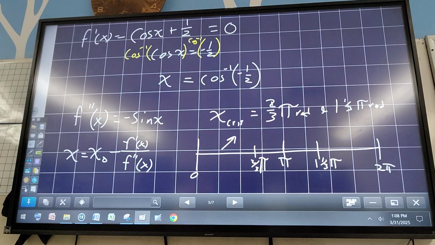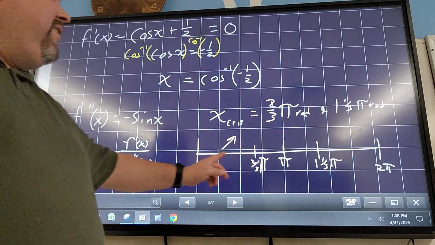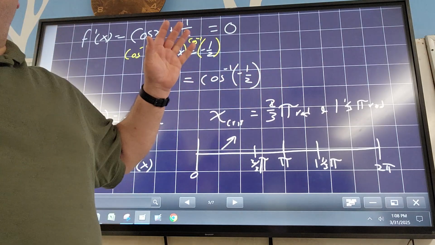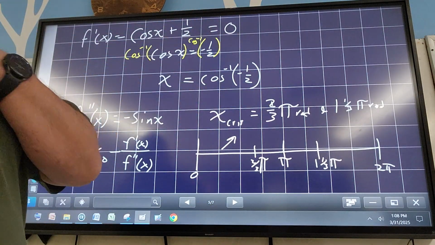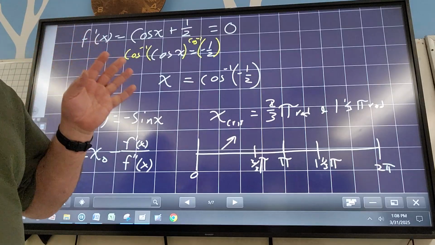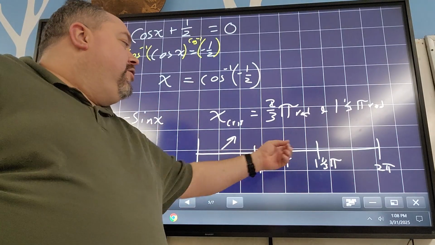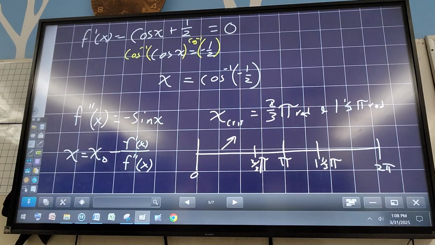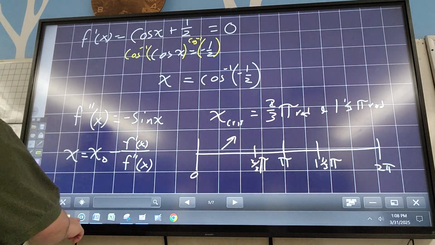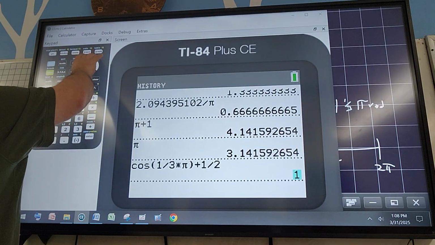Is it possible that it's still increasing after that? Technically, yes, it could do the plateau thing. We kind of know it's not because we've already looked at what this looks like, but we're just using this as an example. So check somewhere in between those two. You might pick pi. Yeah, we'll do 3/3 pi, aka pi.